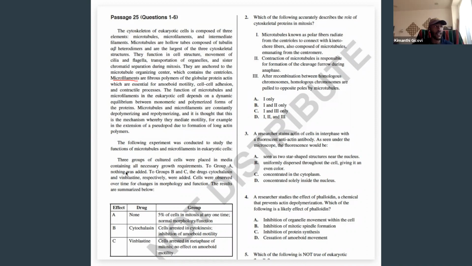Where were they functioning in this passage? What process were they involved in? Did they mention that? I don't think they mentioned it, but I'm guessing cell division and stuff. Ooh, cell division. Let's stop there. So the main idea, the main topic of this passage is really the cell cycle.